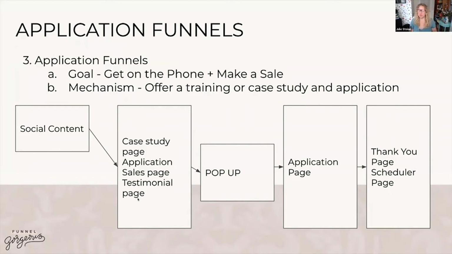The page is usually a case study page. Sometimes it's called an application sales page. Sometimes it's just called a sales page. Sometimes it's called a testimonial page. But the key marker of an application funnel is that you'll see a video talking about somebody awesome doing something awesome. You'll see the copy, and then you'll see a button, and that button opens up to a pop-up. And that pop-up says, put your name, put your email in, and then it redirects them to an application.